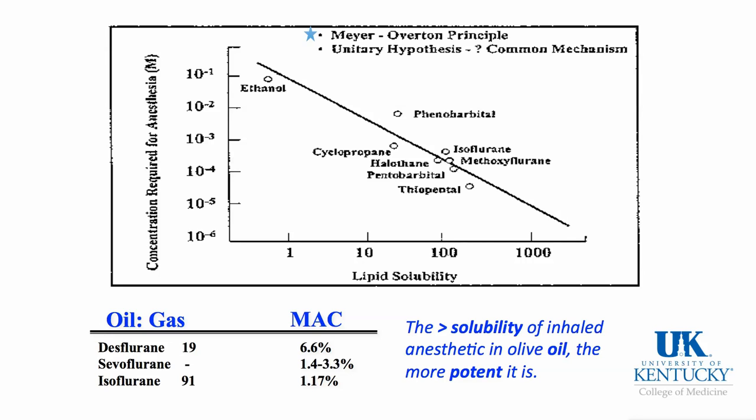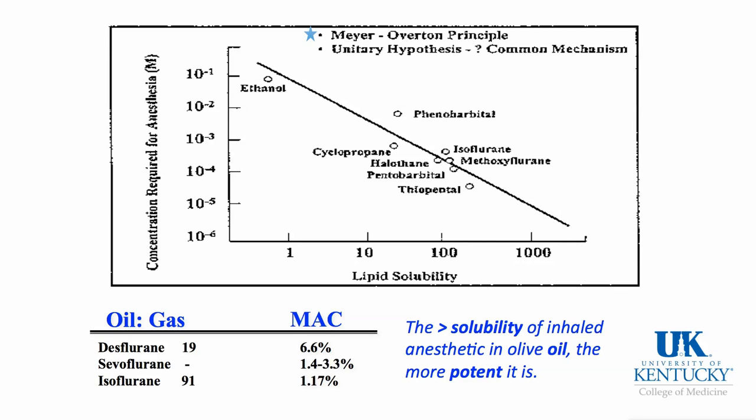Going back again a little bit historically, there was a principle called the Meyer-Overton principle, an attempt to come up with a unitary hypothesis or common mechanism of how general anesthetics worked. And you can see in this graphic the y-axis showing concentration required for anesthesia, and on the x-axis lipid solubility. As lipid solubility goes up, the amount required to provide anesthesia goes down dramatically, whether it's ethanol, an IV anesthetic thiopental, or an inhaled anesthetic like isoflurane. This was an attempt to say lipid solubility, the lipid membrane itself, is potentially the target of general anesthetics.